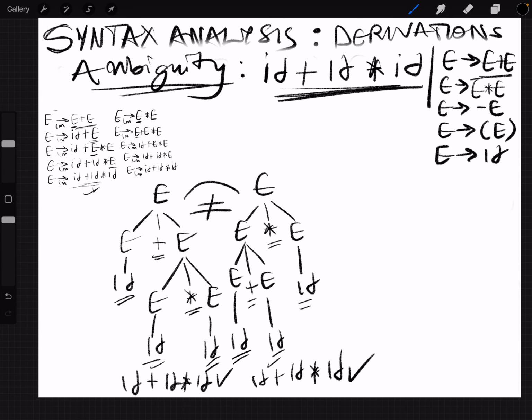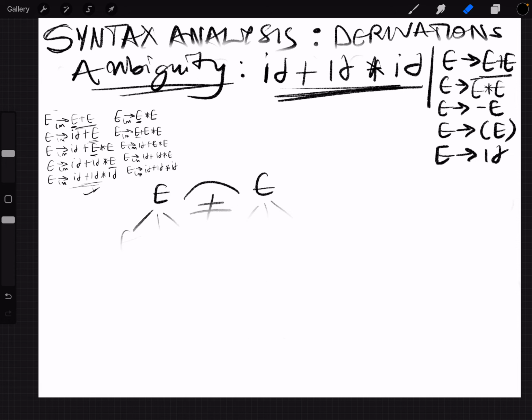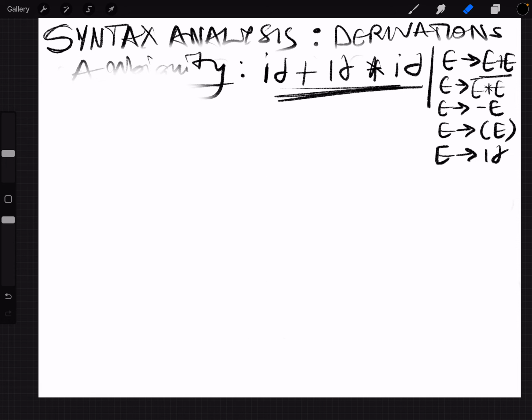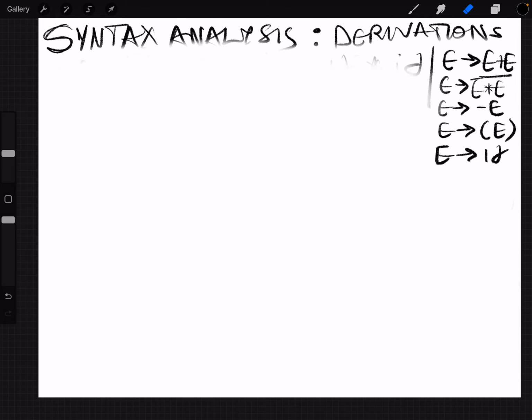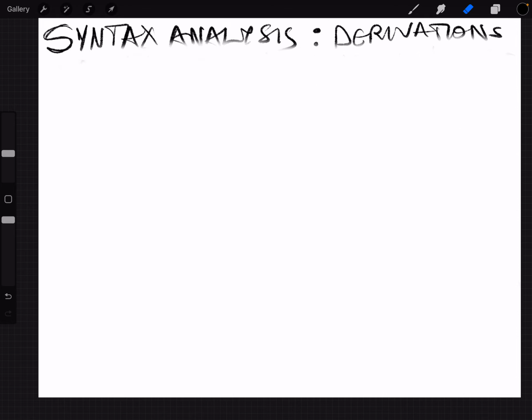How do you handle ambiguity? You might want to restructure the grammar. You make it such that the grammar is not as free. Usually the degree of freedom that the grammar gives can give room for ambiguity.